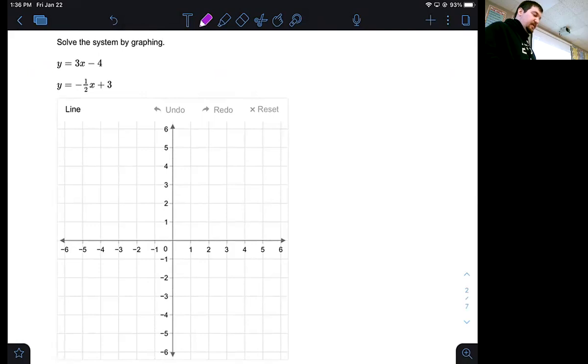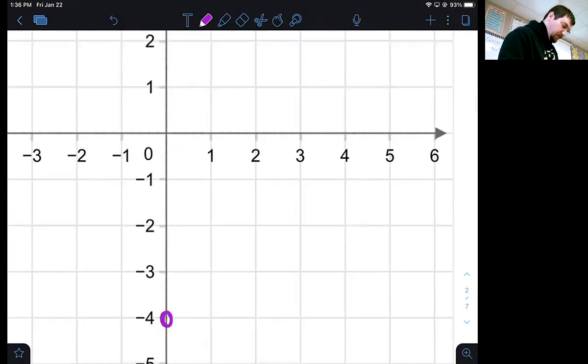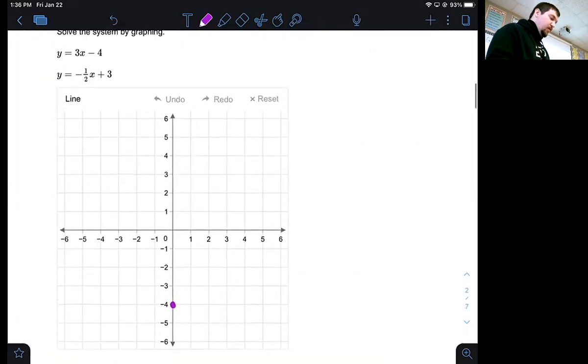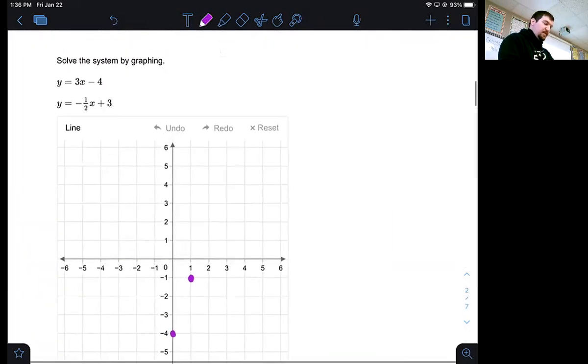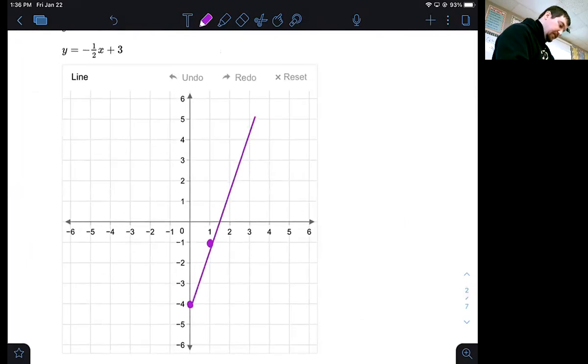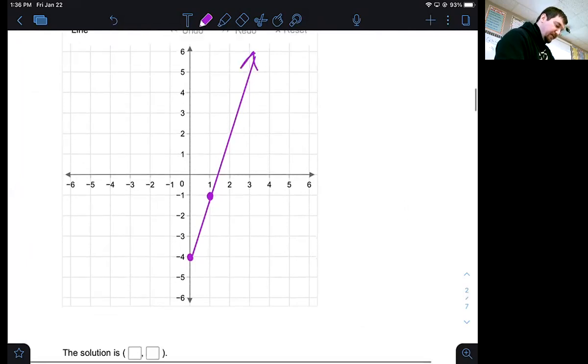So Madison, Davis, where is the y-intercept on the first equation? Okay. And Madison, where would I find another point that I could use to graph this line? You got it. 1, -1. Because it says the slope is 3, so we would rise 3 and run 1. And so this is the line I get from the first equation.